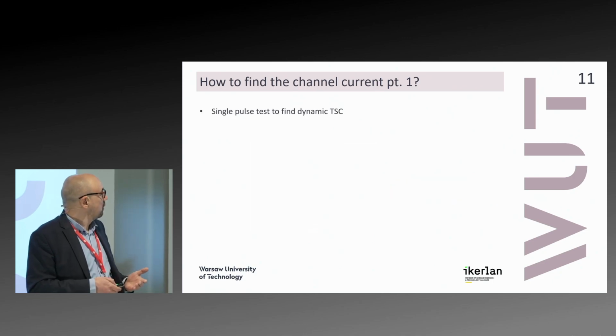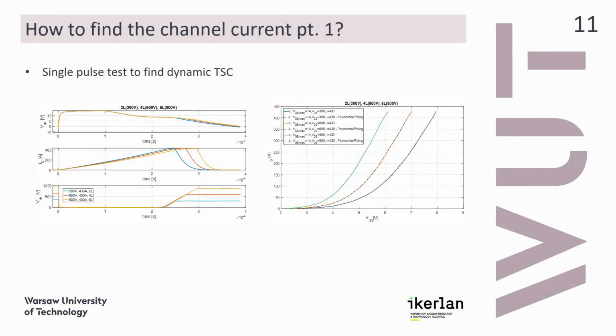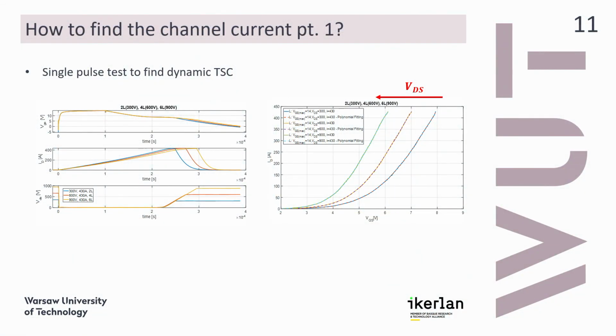So we tested this issue. I'm not going that much into details now. The point is that to find the channel current, you need to have a transfer characteristic measured in similar conditions to your operating system. So we made a single pulse test with inductive load, and on the falling slope of the current, we measured the transfer characteristic, and as you can see, there is a dependence on the drain source voltage, and it's quite big, I would say.